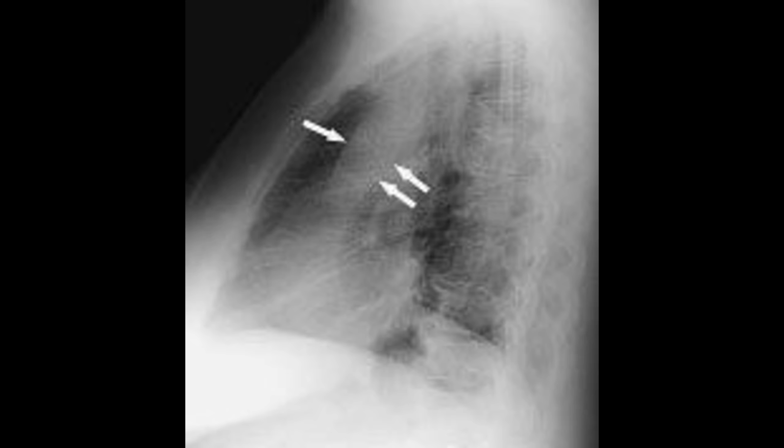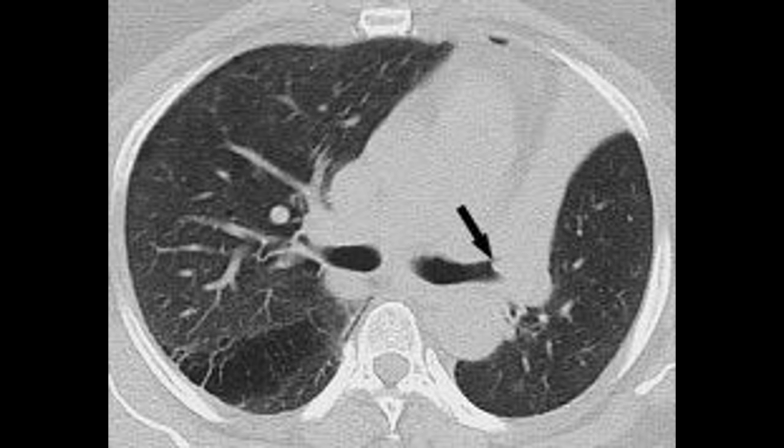On the lateral projection, there is an anteriorly located opacity overlying the ascending aorta, with relative hyperlucency posteriorly in the retrosternal space, representing hyperexpansion of the left lower lobe and the contralateral right lung. CT confirms the presence of a left upper lobe collapse caused by an endobronchial mass obstructing the upper lobe bronchus, consistent with a non-small cell lung carcinoma, specifically squamous cell carcinoma.